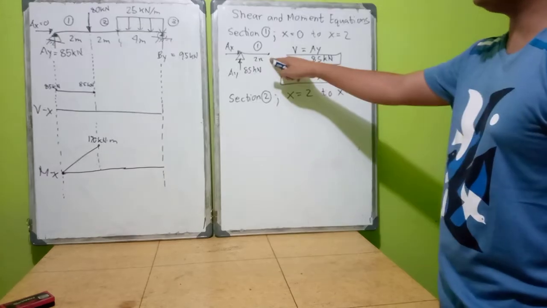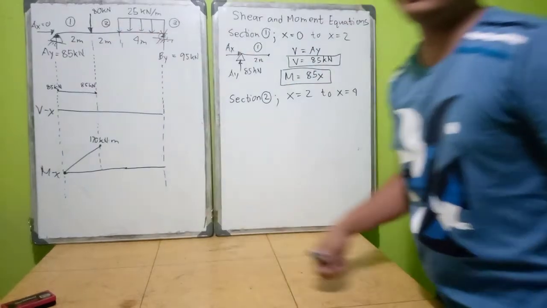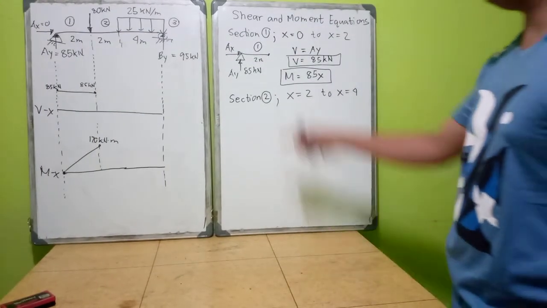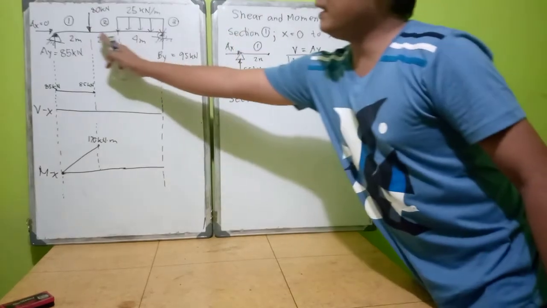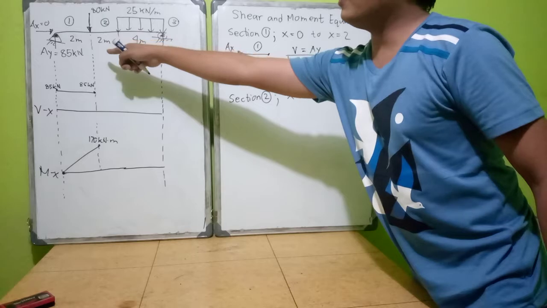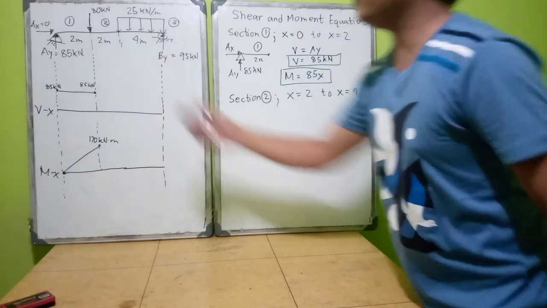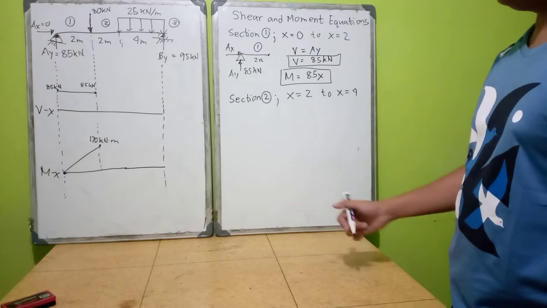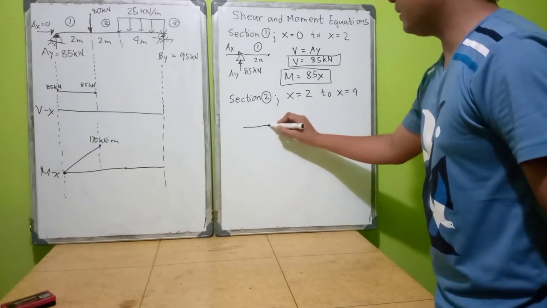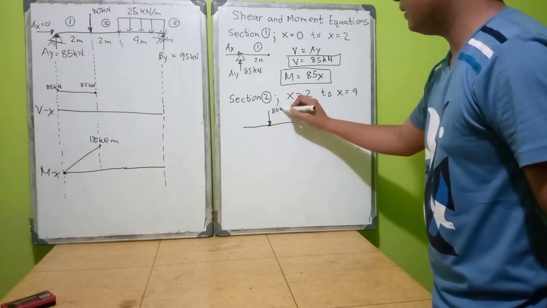So you might be asking, at x equals 2, sir, there is an 80 kilonewton downward load. We did not include this one because at the left side, 2 meters, there is no load yet, but after that 2 meters, the 80 kilonewton exists. So let us say we are finished with section 2. We have 80 kilonewton here.